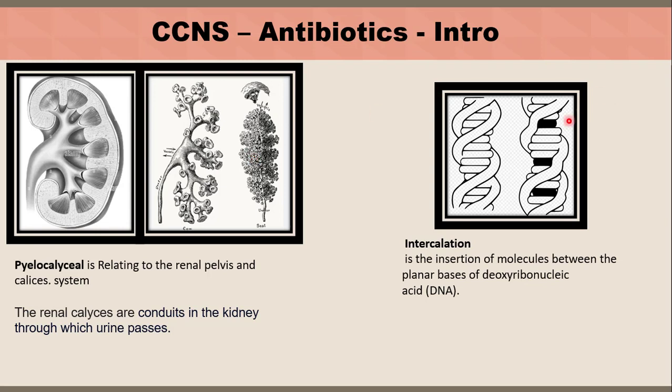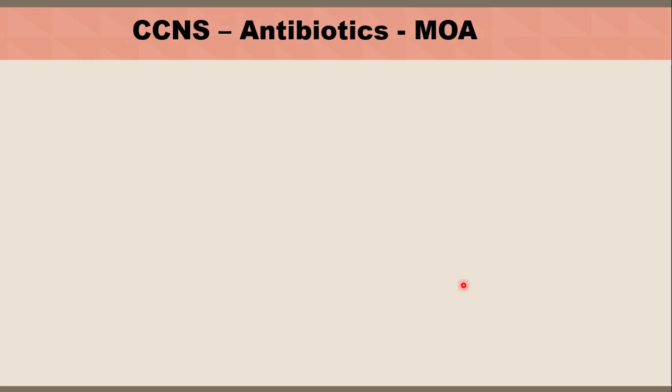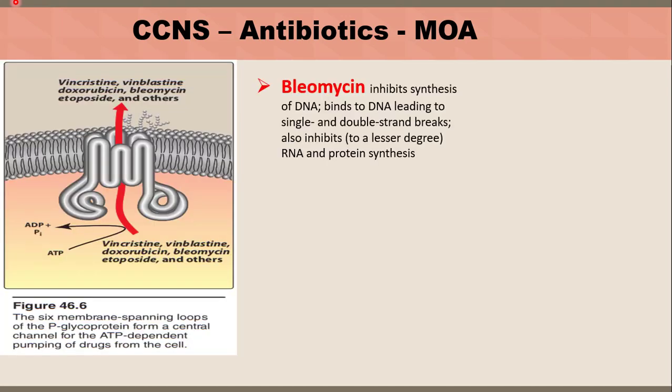Intercalation is defined as the insertion of molecules between the planar bases of deoxyribonucleic acid. Now we're going to start to discuss the first 2 anti-cancer antibiotics out of 8 members that we're going to pour over in this presentation. First is bleomycin, which inhibits synthesis of DNA, binds to DNA leading to single and double strand breaks, and also inhibits, to a lesser degree, RNA and protein synthesis.